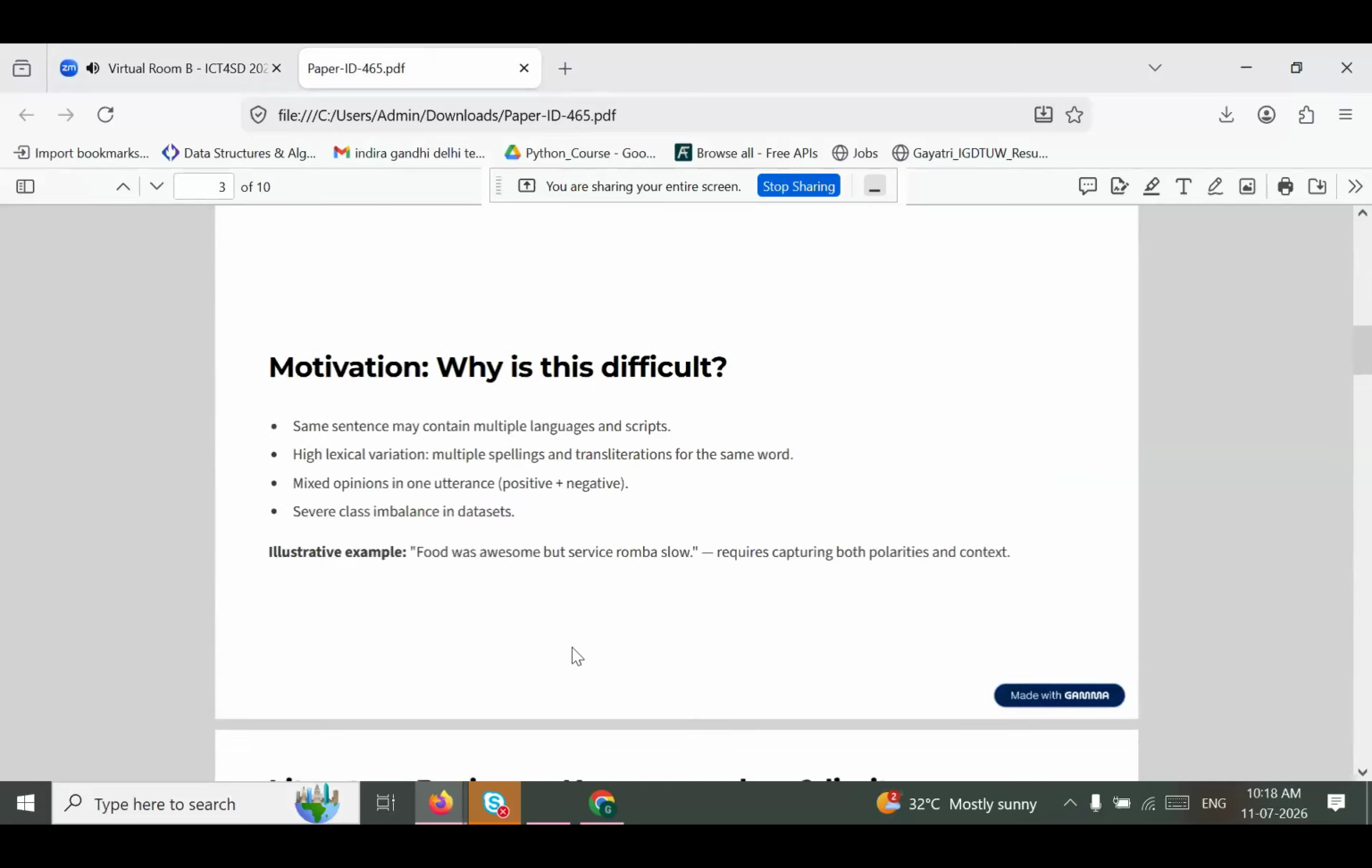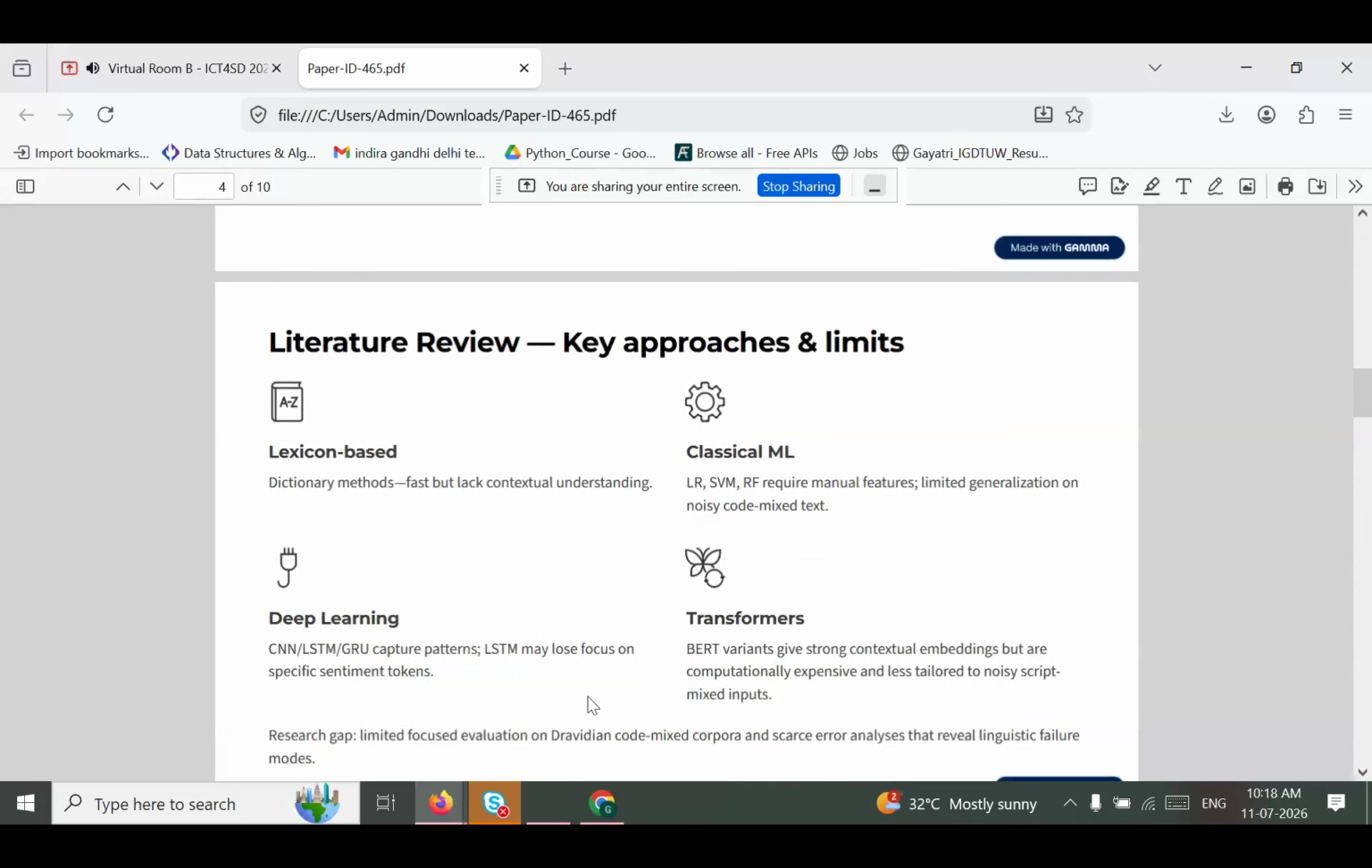Existing sentiment analysis models perform well on text written in a single language, but they struggle with multilingual code mixed text. Even deep learning models do not understand the meaning better. So to address this problem, we propose an attention enhanced LSTM GRU model, where the focus will be more on sentiment bearing words. Now talking about the literature review.